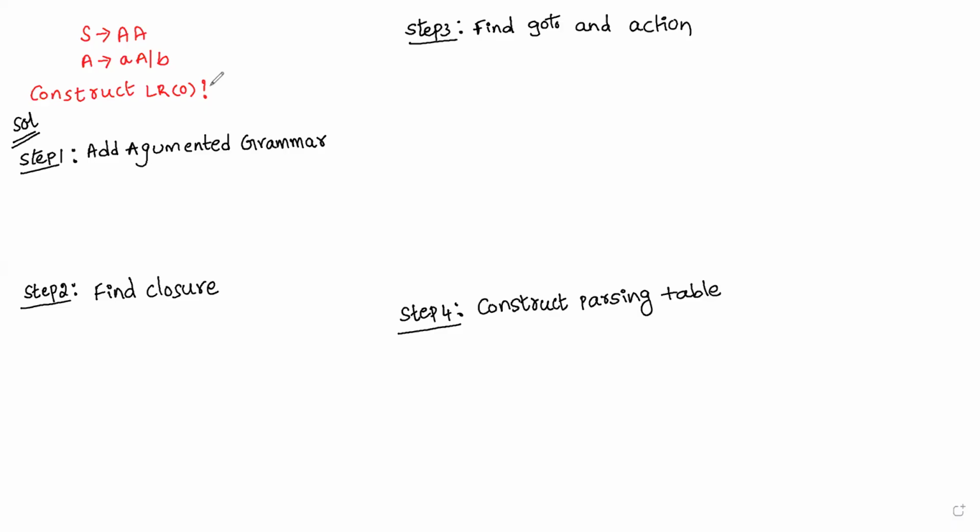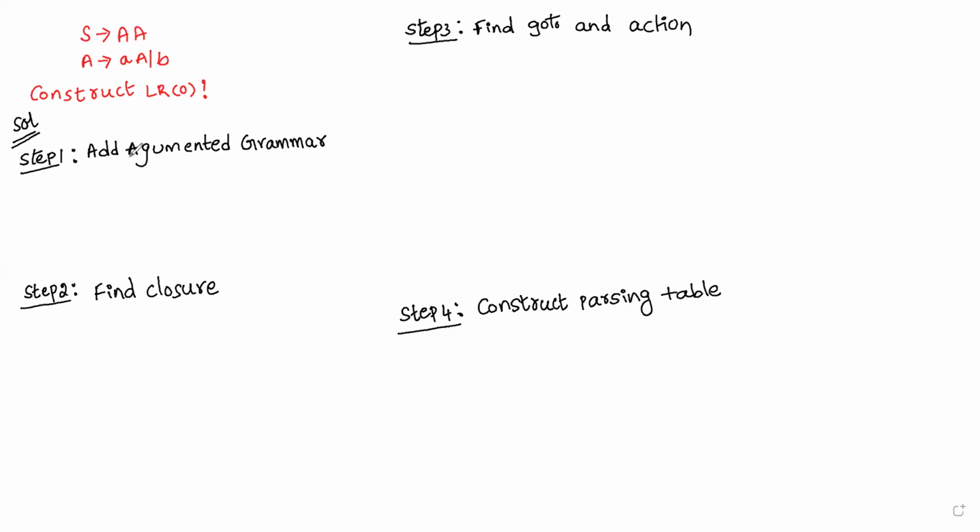In this video, I will explain how to construct LR(0) parsers. The given problem is S → AA, A → aA | b. In order to construct LR(0), we must follow 4 steps. Step 1 is add augmented grammar, the second step is find closure, the third step is find goto and action, and the fourth one is construct the parsing table.